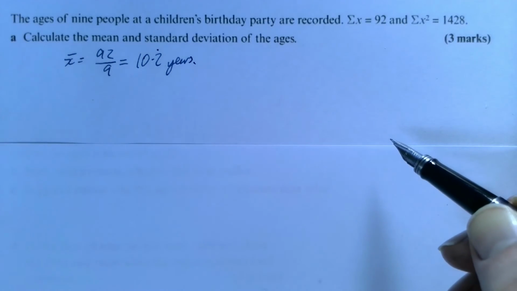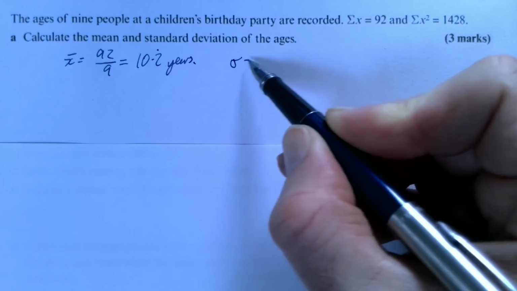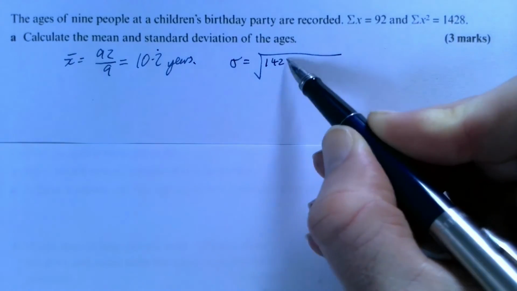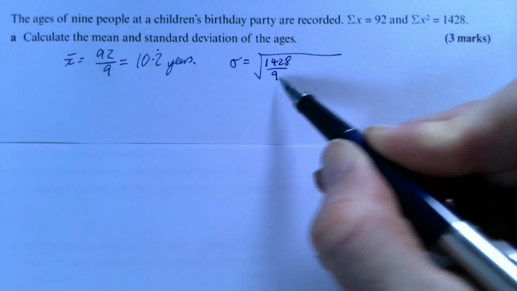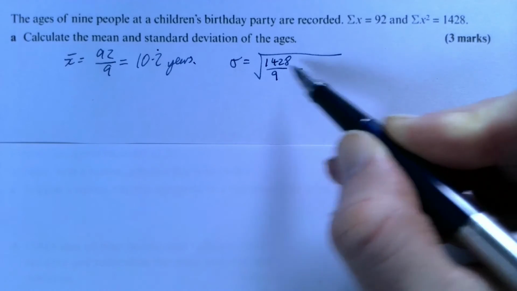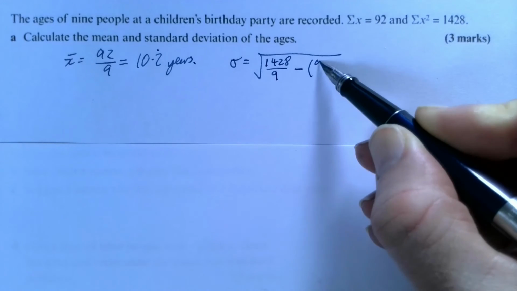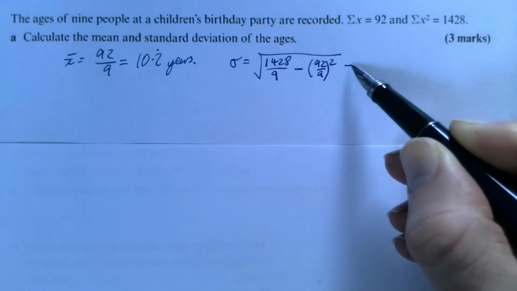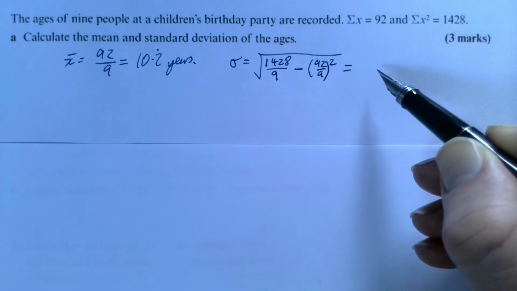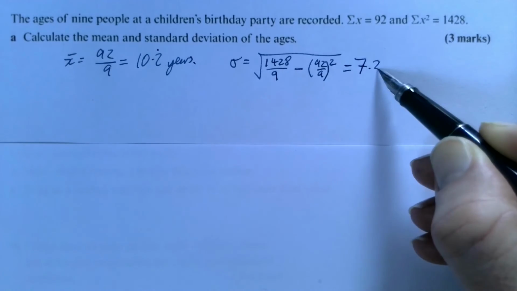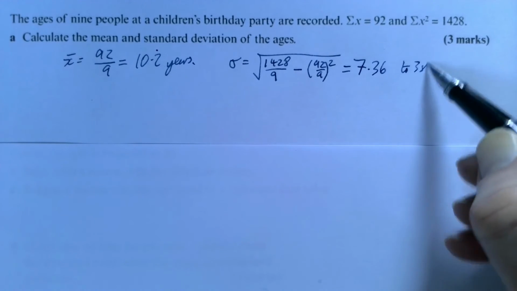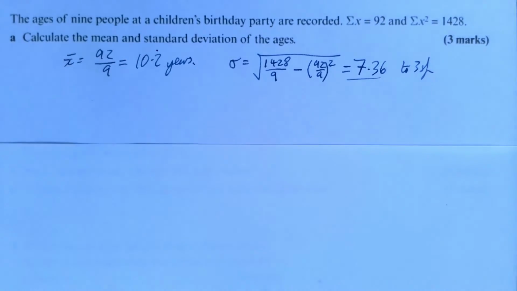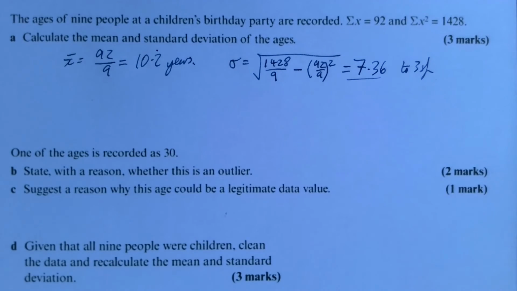And the standard deviation, once again, we're doing just what we did before. So we've got 1428 divided by how many, which is 9. Take away the 10.2 recurring. Well, best just to put that as a fraction and square it in your calculator. And if you did that, you should have got 7.36 to 3 significant figures. So that would be years. And then time to move on to the next parts.